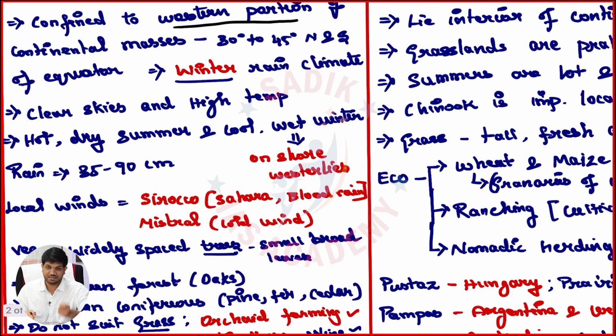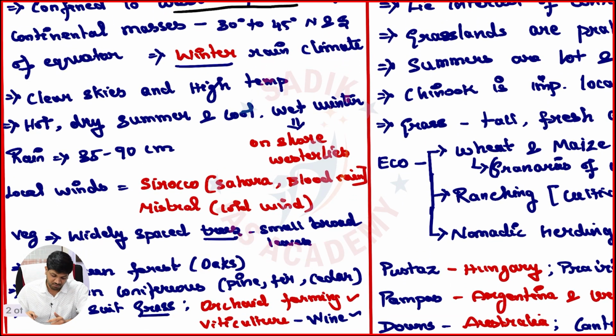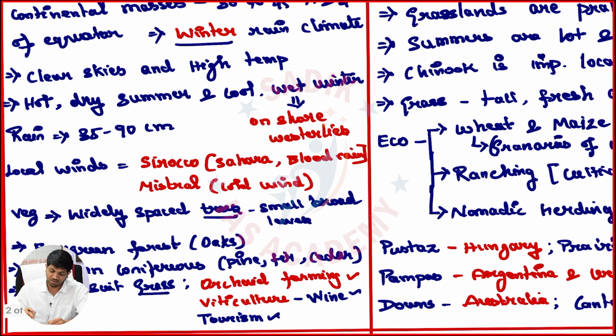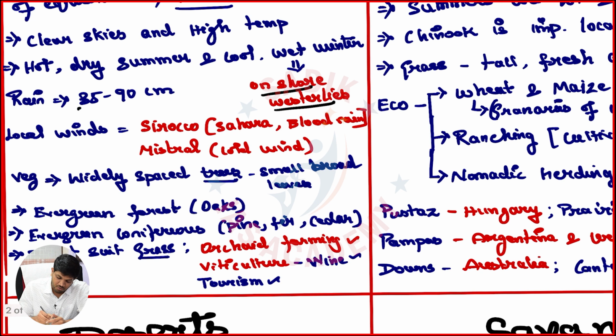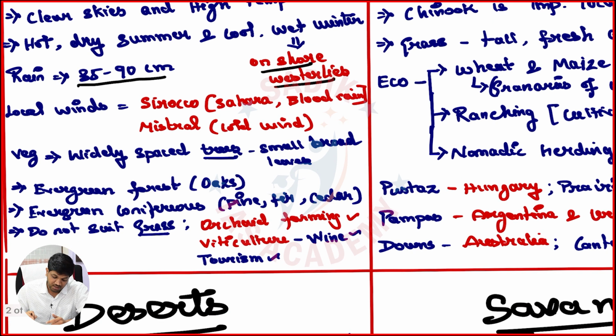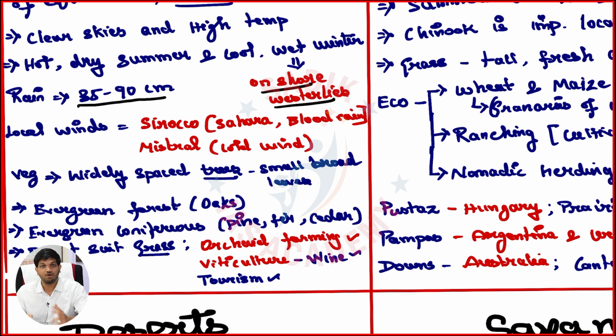Because of this a distinct type of climate happens, where there is hot and dry summer and cool and wet winter. Because there is rainfall in the winter season, it is a wet winter, because of the influence of onshore westerlies. Average rainfall is about 35 to 90 centimeters, and this region comes under the influence of local winds called Sirocco, which is a hot wind, and Mistral is a cold wind. Sirocco is also known by another name, blood rain.